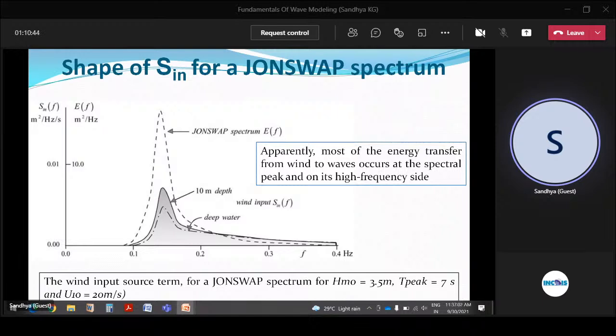Most of the energy transfer from the wind to waves occurs at the spectral peak here, because this is the spectral peak. So most of the contribution comes here. Also the peak of the contribution of the S input term is here, which almost coincides with this. And on the right hand side, there the contribution is more. So the energy transfer mostly occurs at the spectral peak and on its high frequency side.